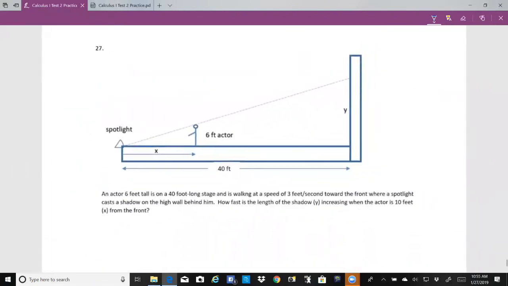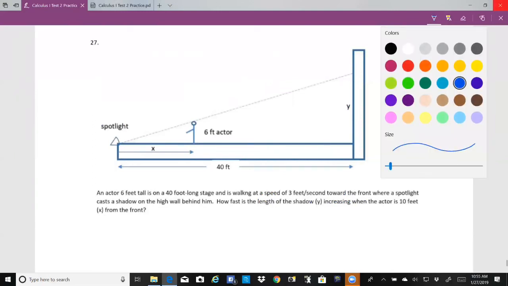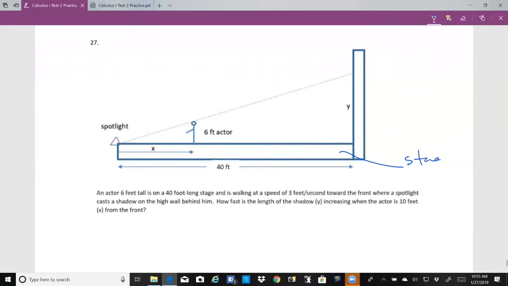And finally, the last problem is a related rate problem where we have a stage and an actor who's 6 foot tall. The actor is running towards the front of the stage, towards the spotlight. And of course, he will have a shadow on the back of the stage, which we'll call y. His distance from the front of the stage is x, and he's walking towards the front at a speed of 3 feet per second.